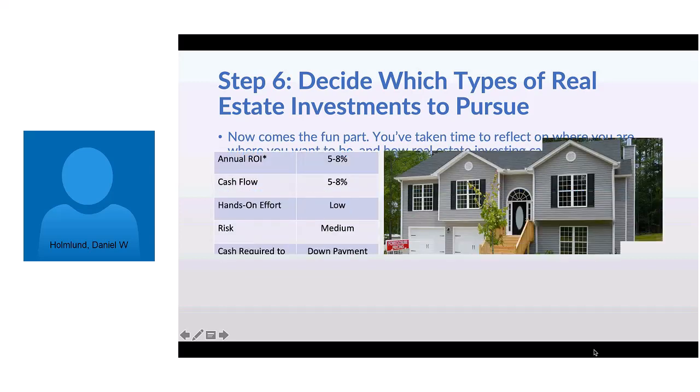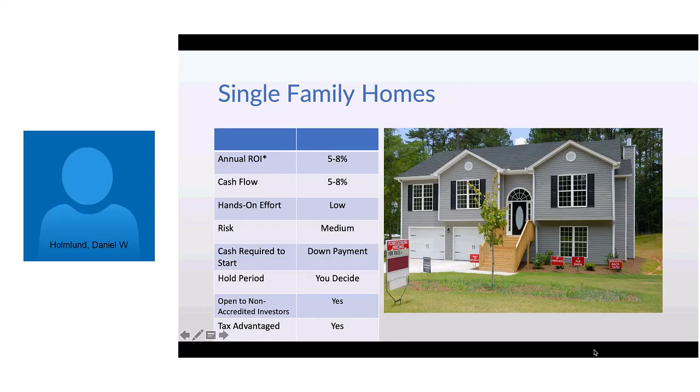Single-family homes. So single-family homes are perhaps the most tried and true investment in all of history. People have been renting homes for thousands of years, and it's something that is extremely common. It's the most tried real estate investment of all time.